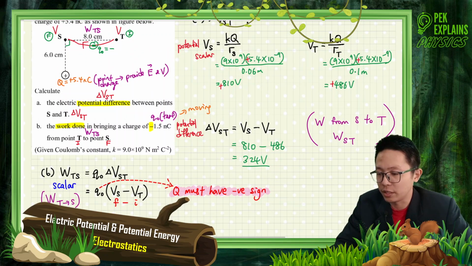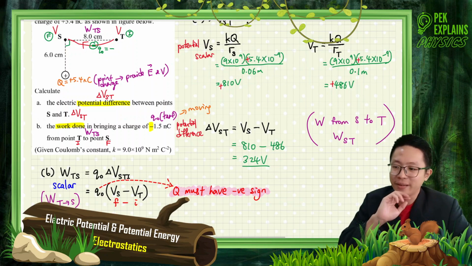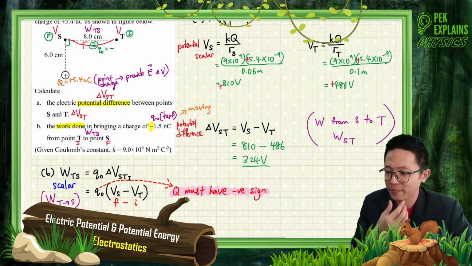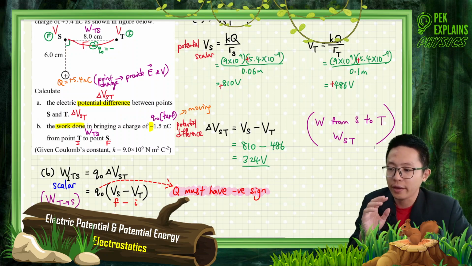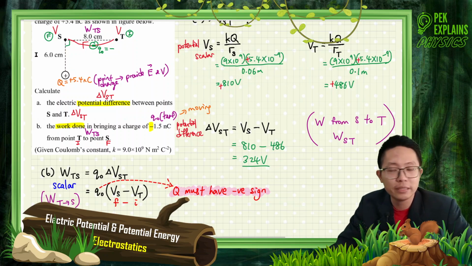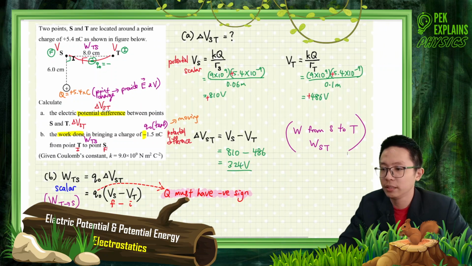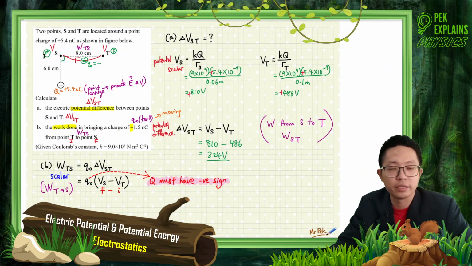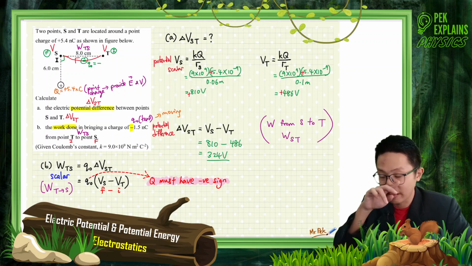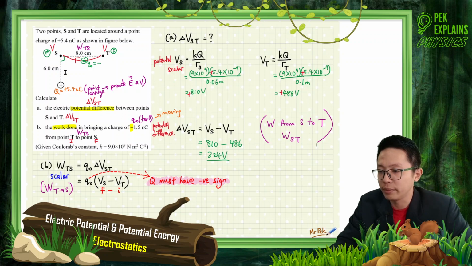It is Q naught delta Vst. Why does TS become ST here? Because if you still remember the lecture video, this one has to invert because it's the final potential minus the initial potential. Which one is our final? Our final is S. You understand? Our final is S. Our initial is T. So that's why we must use final potential minus the initial potential.